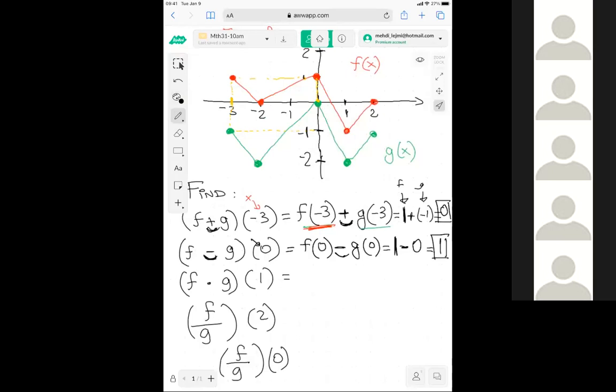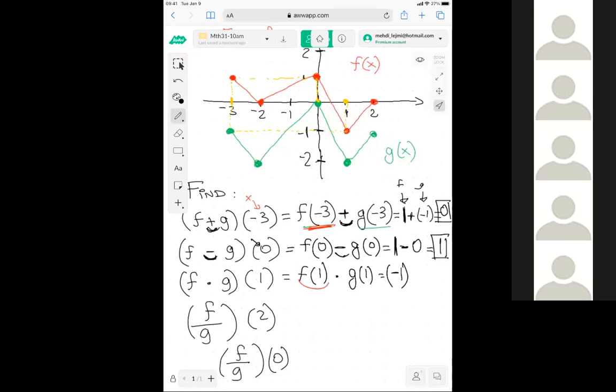For the next, f times g of one. By definition, that's f of x times g of x, but my x is positive one. So it's f of one times g of one. Now I need to find f of one. Here's one on the x-axis, and the corresponding image by f is this point, which is negative one. So f of one is negative one.